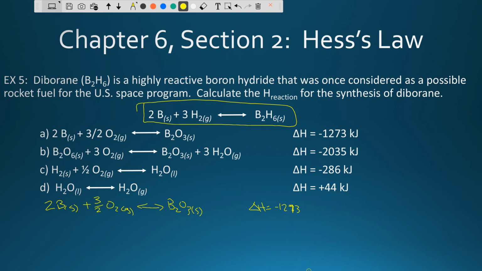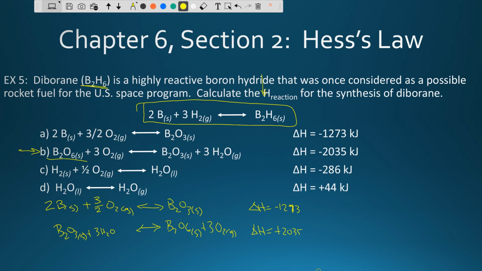Now the next step in this, we see that we find my diborane, but notice that it's on the reactant side, and it needs to be on the product side. There is one of them here and one of them here, but we do need to flip the equation, don't we? So in step B, I'm going to take this B2O6, that's a solid, and I'm going to get my 3 oxygens, that's a gas, and that will use up the B2O3, that's a solid, and 3 waters. For that process, I had to flip the equation, so I'm going to be flipping the sign. That's a plus 2035 kilojoules.